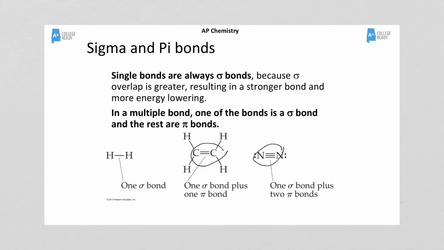When you take organic chemistry in college, you'll learn lots more about this. It's a little bit more complicated than this implies, but you still need to realize sigma bonds are single bonds and one part of a multiple bond. Pi bonding you would only find in a double or triple bond.